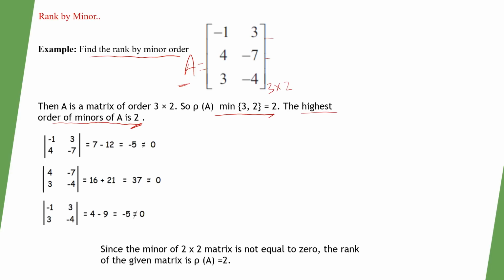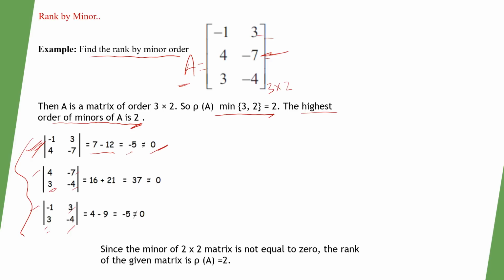If we delete the last row, it can be minus 1, 3, 4, minus 7, the first one. The second one, if we delete the first row, we write 4, minus 7, 3, minus 4. And if we delete the middle row, that is row 2, we get minus 1, 3, 3, minus 4. These are some possible minors of order 2. Now we check the determinant of these minors. We see that none are equal to 0.